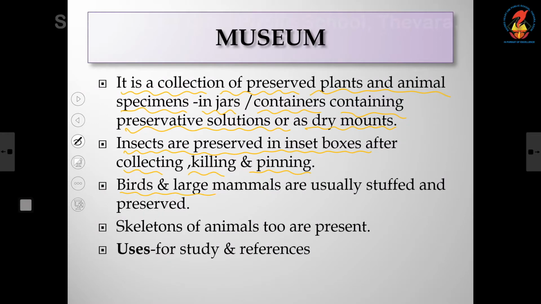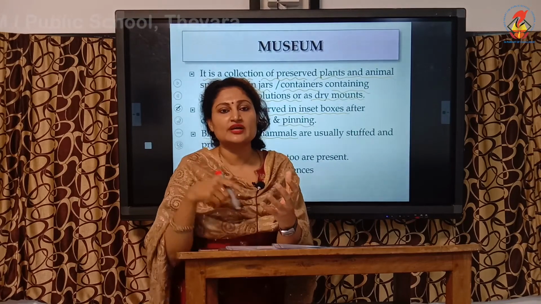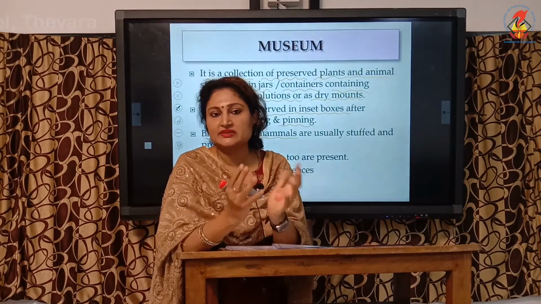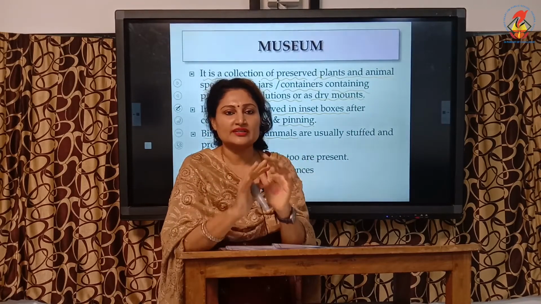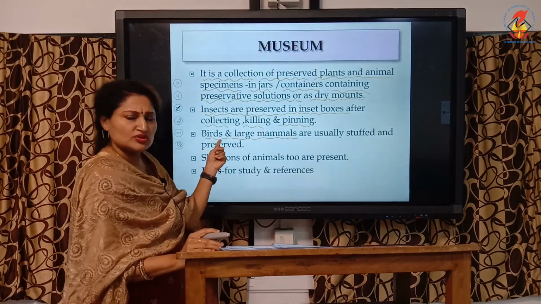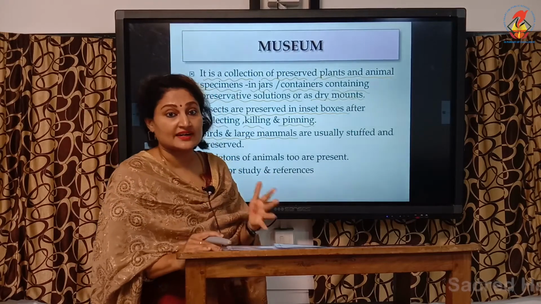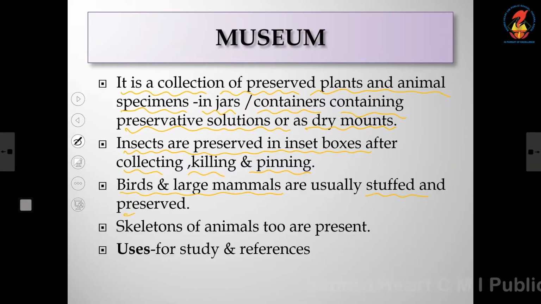Next, birds and large mammals. Now when you see the museum, you can see birds. Are they put in liquid? No. What is done? The flesh is removed and they are stuffed. The outer exoskeleton with the feathers, beak, etc. are maintained, and the inner part is stuffed with cotton, and they are preserved very well in stuffed form. Most of the birds are preserved in stuffed form. Mammals, especially rats, rabbits, all rodents, are preserved in stuffed form.